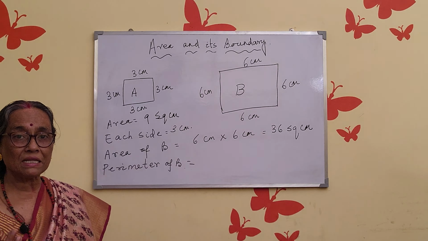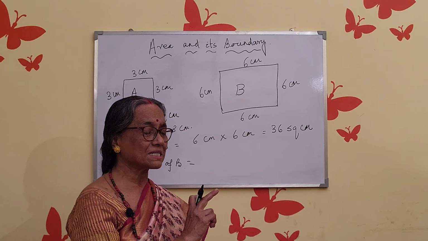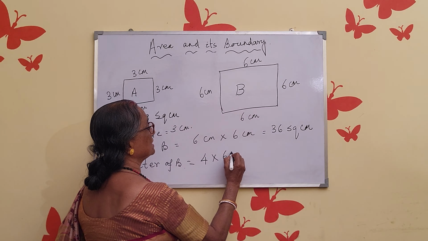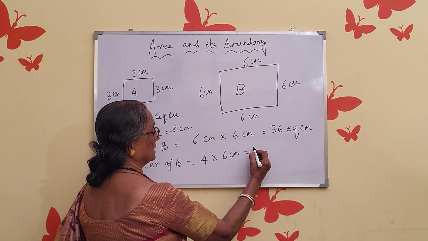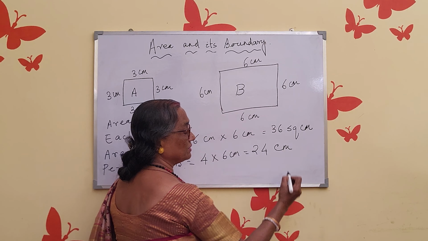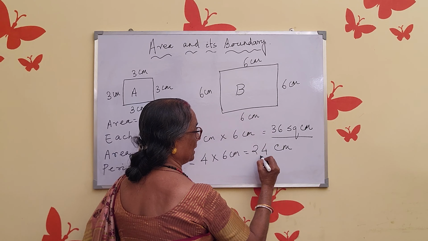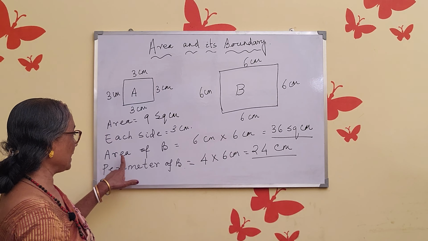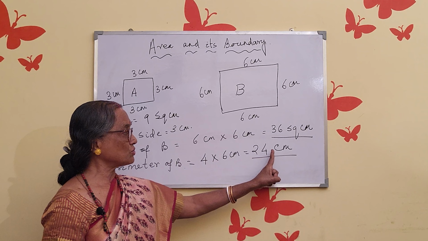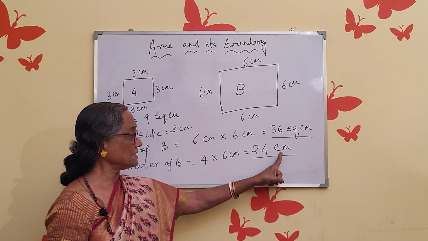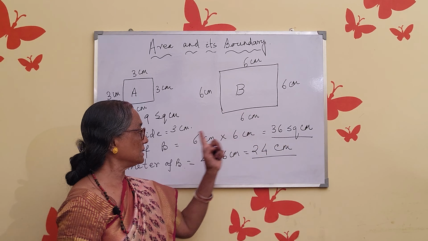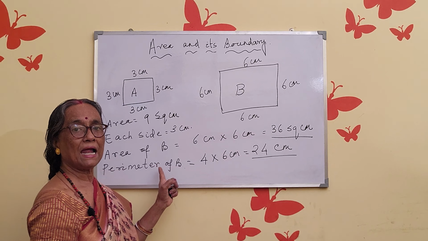We know that perimeter of a square is 4 into each side. Each side is 6 centimeter. Therefore, 4 6s are 24, but its unit is centimeter. This is very important. The unit of area is square centimeter and the unit of perimeter is 24 centimeter. That is, this is a linear unit and this one is a square unit. This is very important about the unit of area and perimeter.